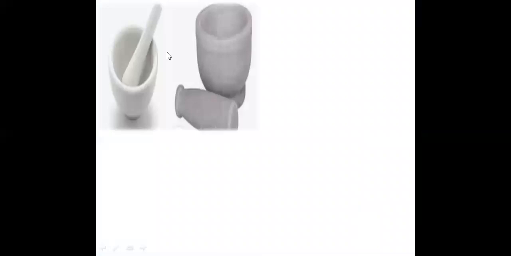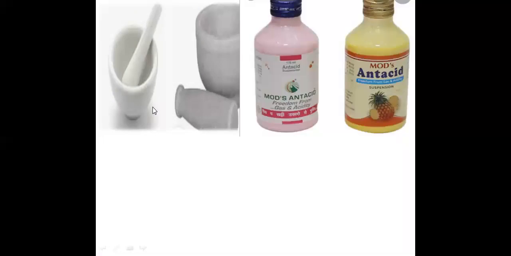Calcium hydroxide is used in making mortar. This is called mortar, and this is called pestle. Mortar and pestle are mostly used in the lab for grinding chemicals, solids. And antacid: if someone has acidity in the stomach, these are the antacid suspensions.